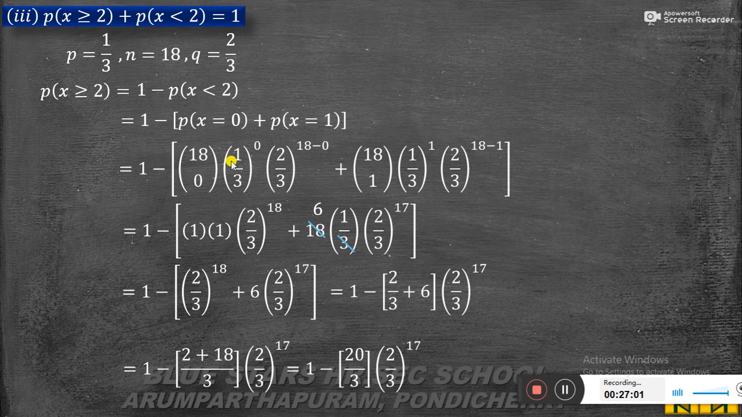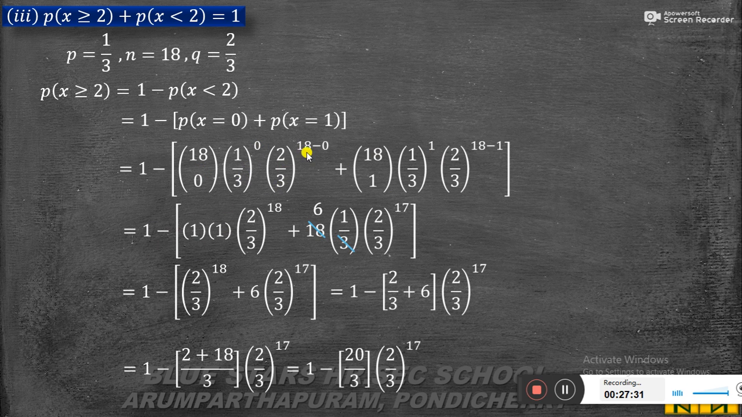So, the formula is nCx p power x q power n minus x. The n value is 18. For x equal to 0, 18C0, p value is 1 by 3 whole power 0, q value is 2 by 3 whole power 18 minus 0, plus 18C1, 1 by 3 whole power 1, 2 by 3 whole power 18 minus 1. So 18C0 is 1. Anything power 0 is 1.